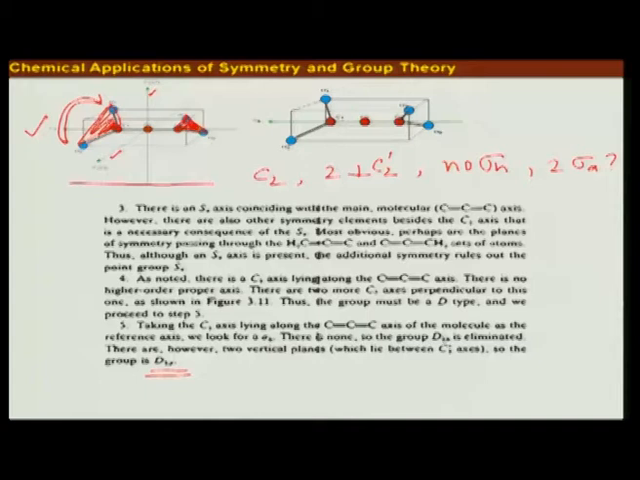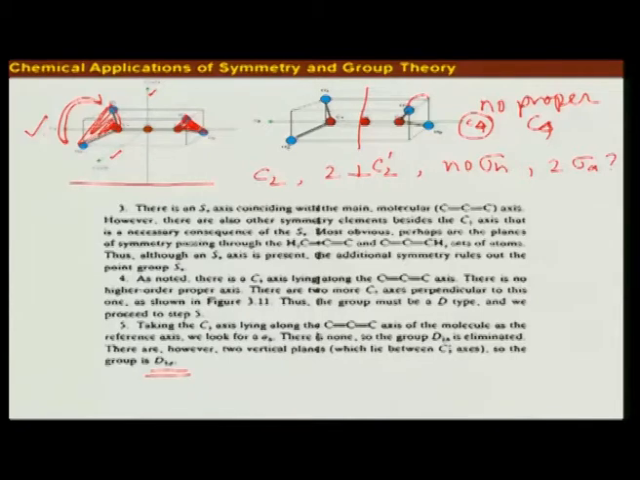Here you can see that there is no proper C4. But suppose there is something like a C4, which doesn't actually exist, but assume it. Suppose you rotate the molecule by 90 degrees, as if you have a C4, and then you reflect it on a plane perpendicular to this C4. So what will happen if you rotate by C4?